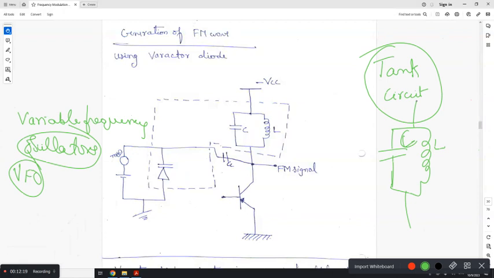The moment you charge this capacitor, it will discharge to the inductor, and the inductor will once again charge the capacitor, and this charge and discharge action will continue in this tank circuit. Have you understood the tank circuit now? A tank circuit is something which generates sustained oscillations. Suppose you charge this capacitor, it will discharge to the inductor, and the inductor will once again charge the capacitor. And once again, the capacitor will discharge through the inductor. This process will continue.